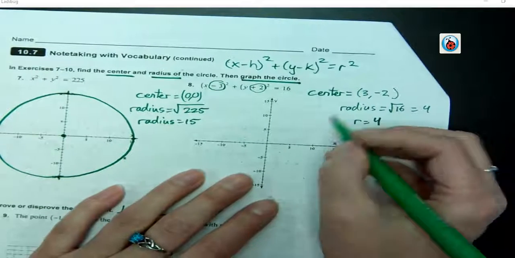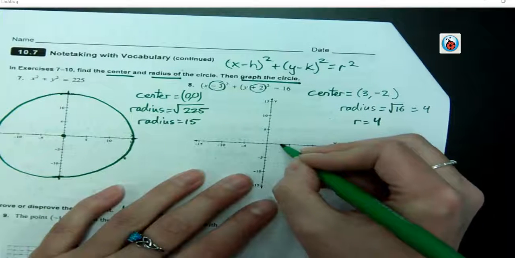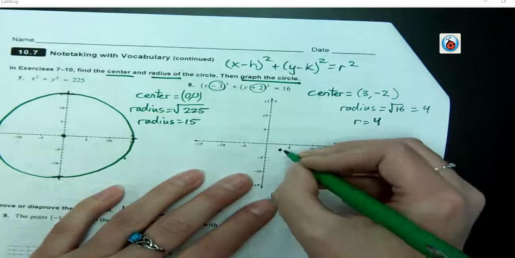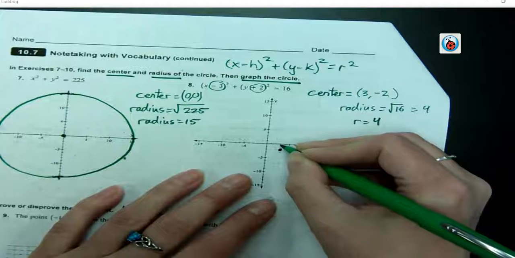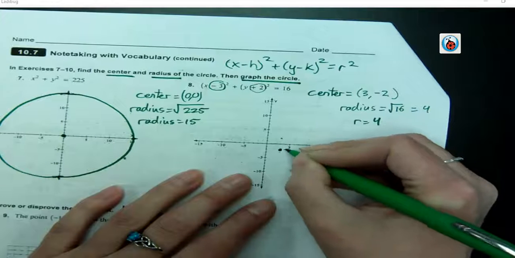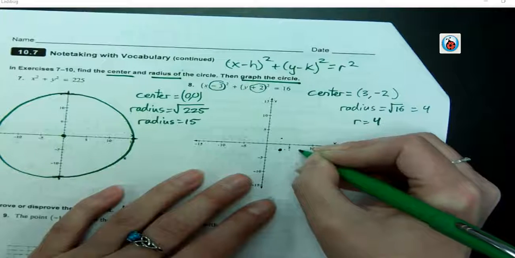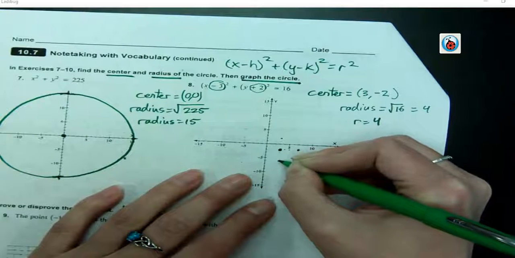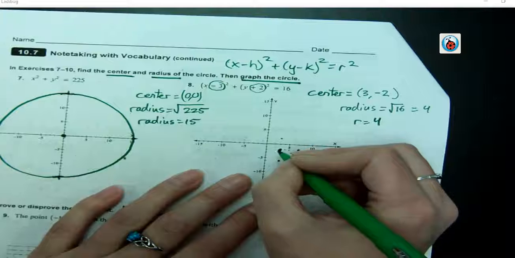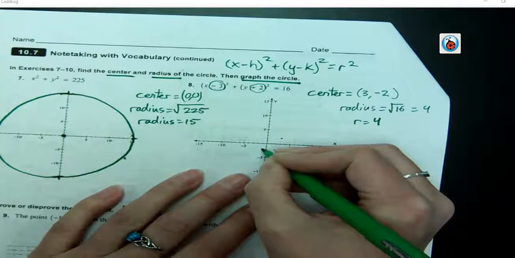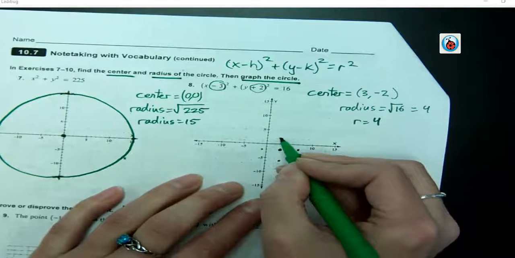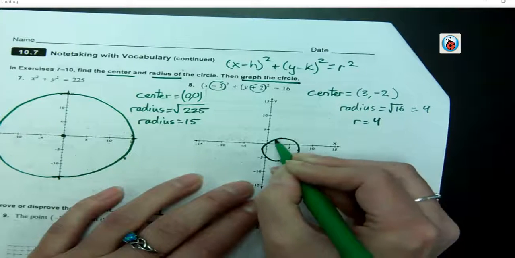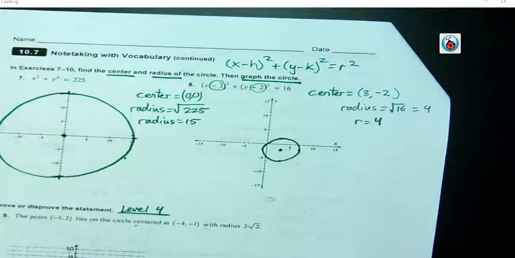And so I'm going to plot my center, so positive 1, 2, 3, and negative 1, 2. That's my center. And from there, I count 4 in each direction. So 1, 2, 3, 4, 1, 2, 3, 4, 1, 2, 3, 4, and 1, 2, 3, 4. And I know these graphs are a little bit hard to see. They did not copy well. So that is my circle.